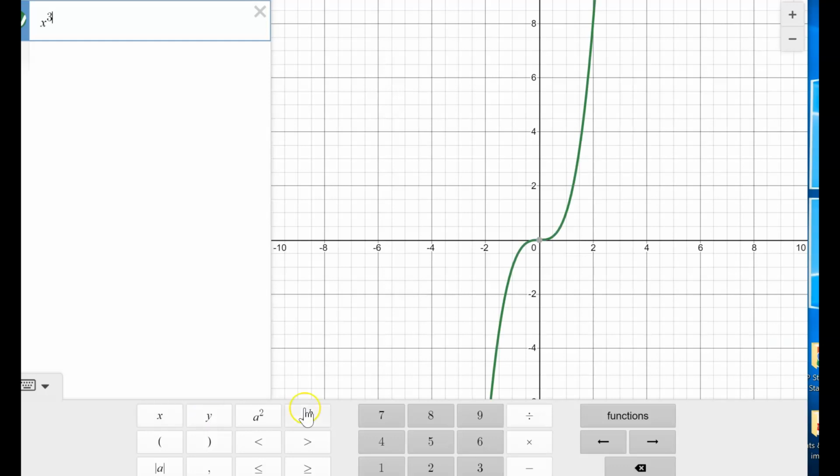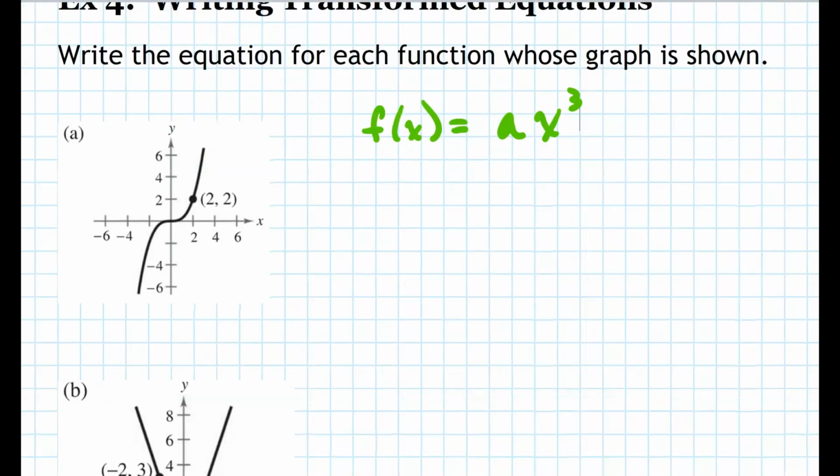So x cubed, without anything happening to it. 2 cubed is 8. What's happening here is this cubic is going through the point 2, 2, and I need to figure out what a is equal to. So I'm going to replace my y with the 2 in the graph that I know it goes through, equal to a times the corresponding x, which is 2. That gives me 2 is equal to 2 cubed, which is 8, times a.